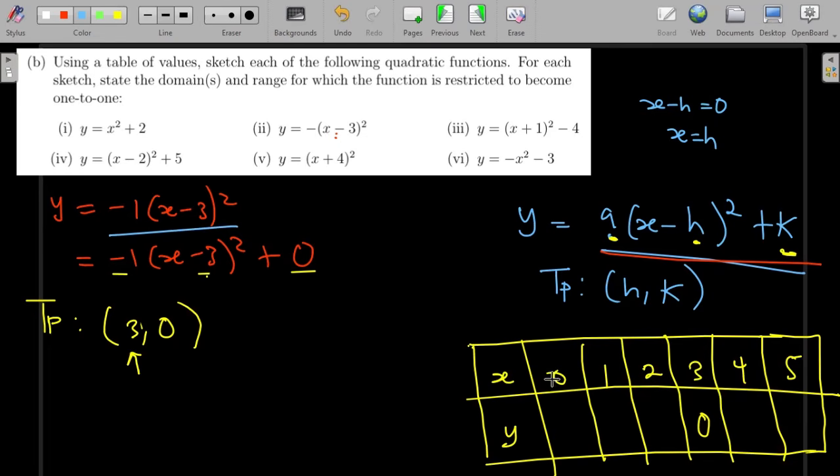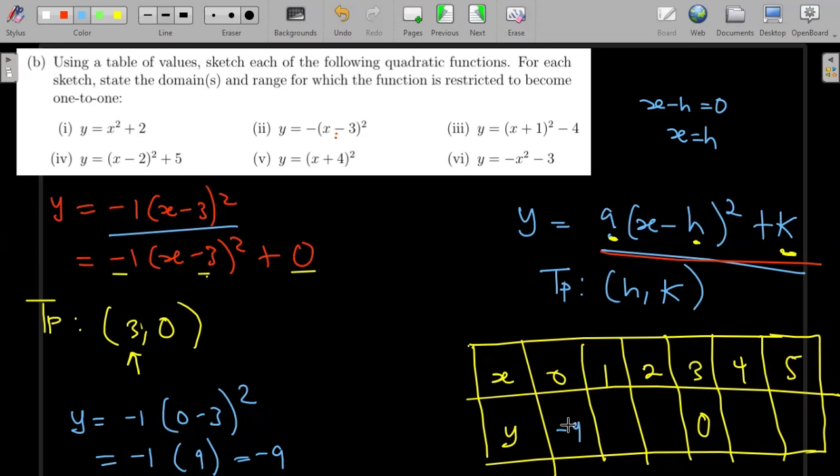So if my x is 0, what I'm going to have is y equals minus 1 times (0 minus 3) squared. So this will be minus 1, and then here it will give me (minus 3) squared, which is just positive 9. And then the positive 9 multiplied by minus 1, I get minus 9. So this here will be minus 9.